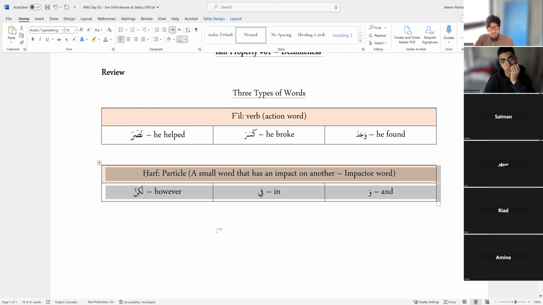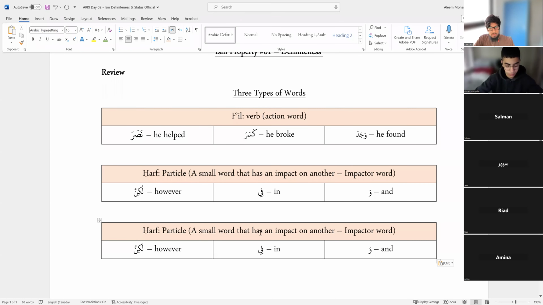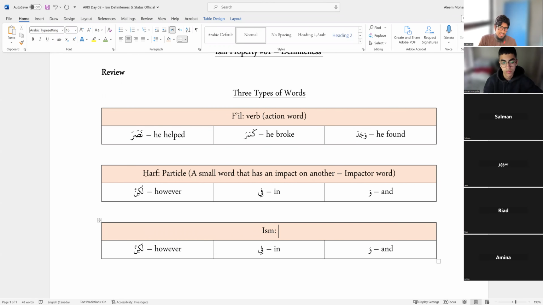And then the third and final one, which many of you already put forward, is an ism. We said an ism is a unique case because it usually is translated as a noun, which is a person, place, or thing. However, it's a little bit bigger than that. We'd say it's perhaps a supernoun, which means it's anything that is not a harf or fa'il, right?